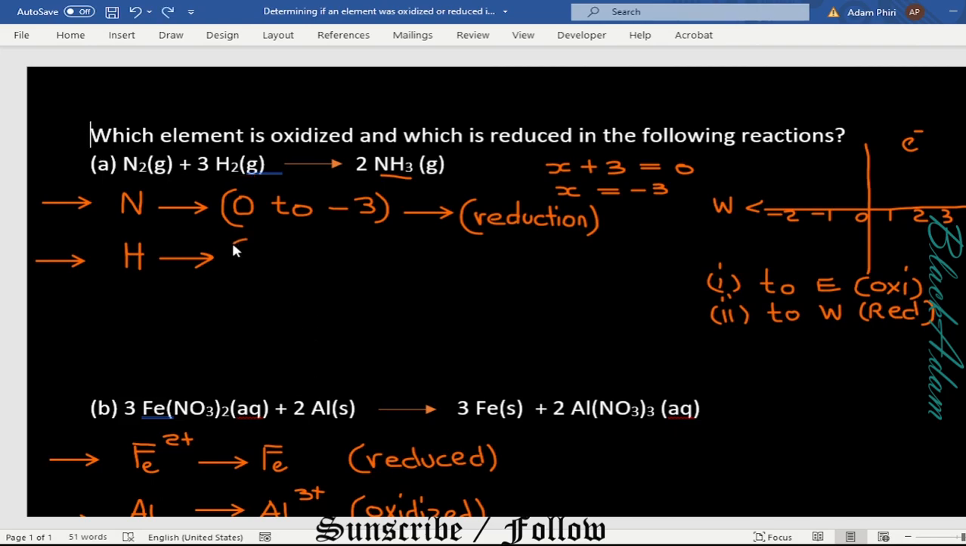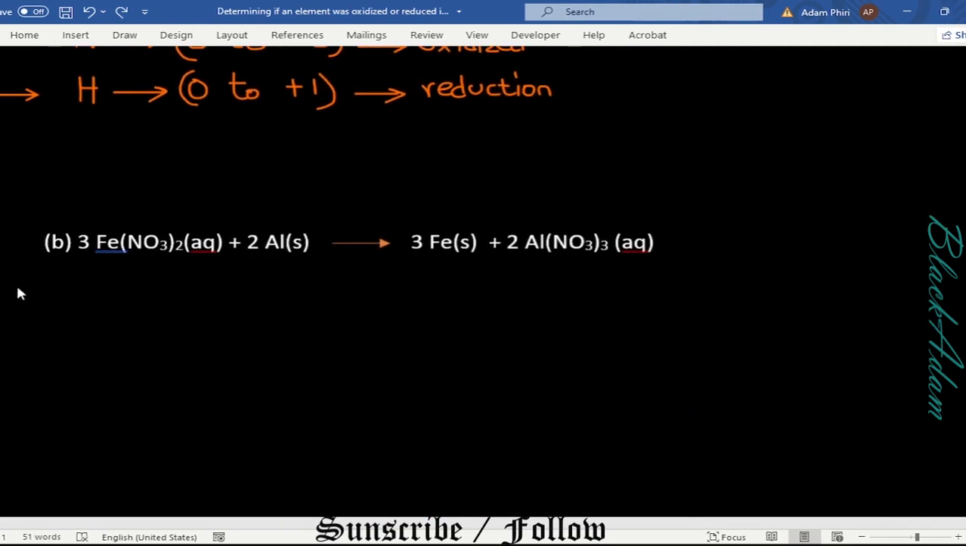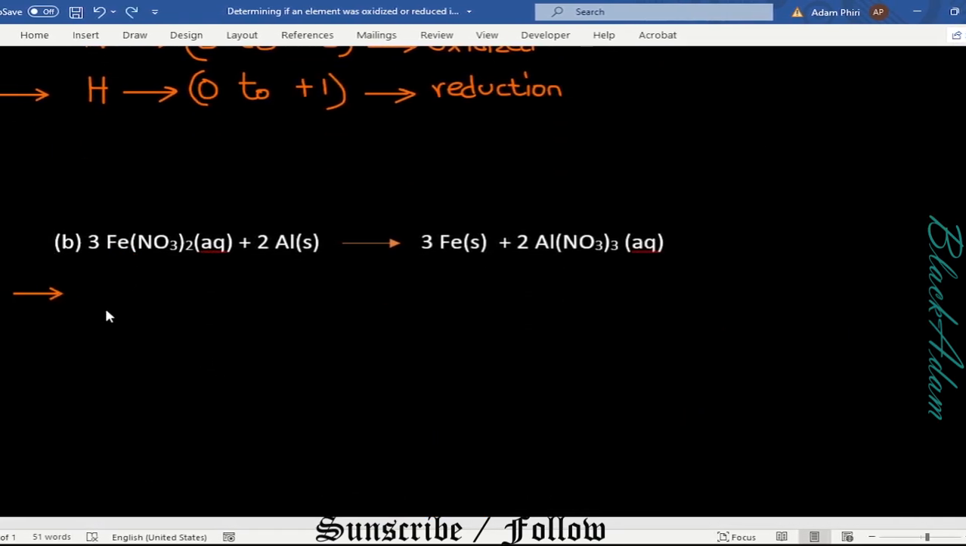And then we have hydrogen. Hydrogen also moves from 0 in nitrogen gas to +1. So that is from 0 to +1, that is oxidation. So when you move to the right, east, that is oxidation; moving west means it's a reduction.